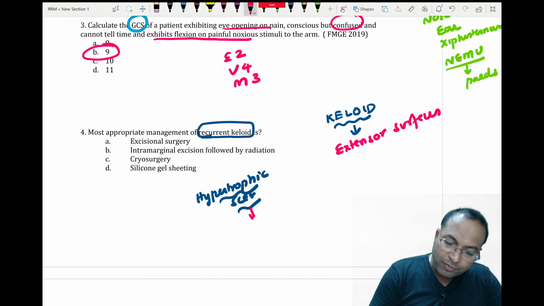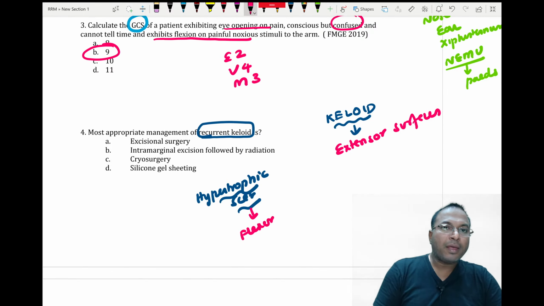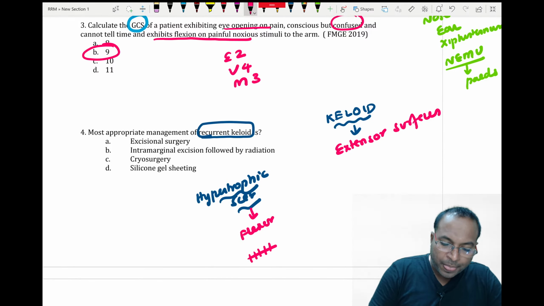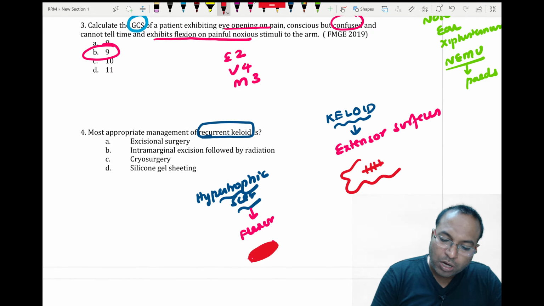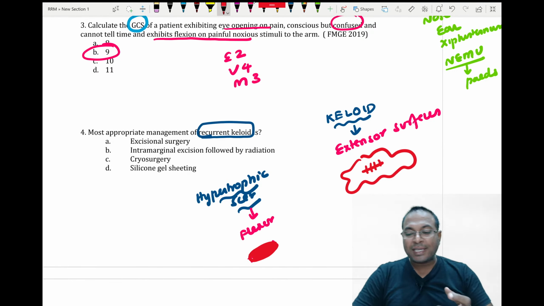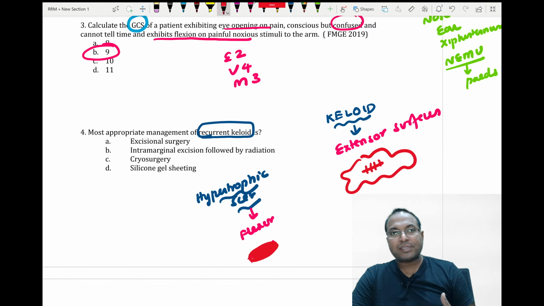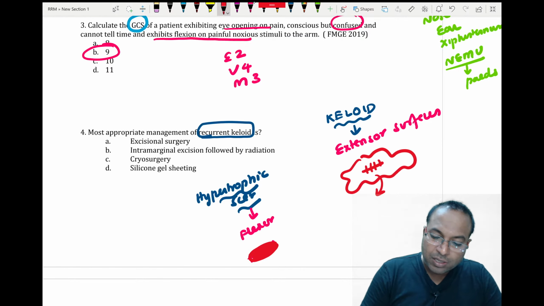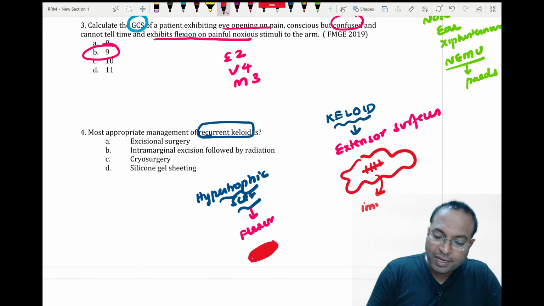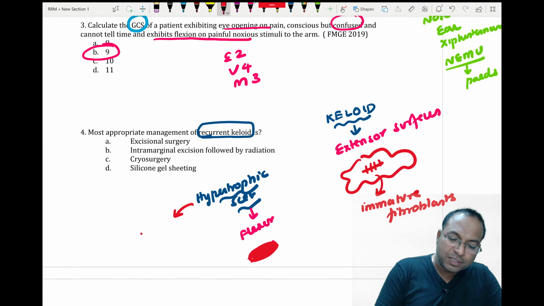Hypertrophic scar is seen on flexor surfaces, and if this is the previous wound, the hypertrophic scar will be limited only to this wound. Whereas if this is a wound, the keloid will extend into the normal skin also. You would have seen keloids in the chest and some other places also. Keloid is a very commonly asked image based question. Question is coming back again. So keloids are seen on extensor surfaces, and it is caused by immature fibroblast, whereas hypertrophic scar is mature fibroblast.